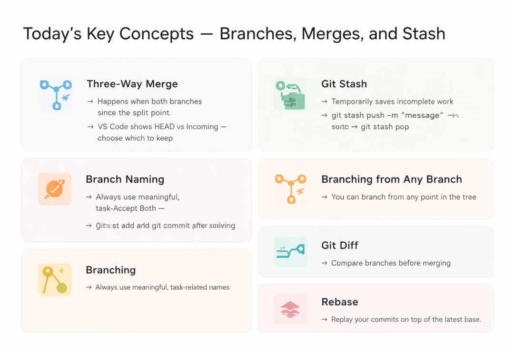We talked about meaningful branch naming. Always name your branch after the task. We saw that you can branch from any branch, not just main. We introduced git diff for comparing branches before merging. And finally, we touched on rebase as a way to keep your feature branch built on top of the latest version of the base branch. These are the core skills you'll use every single day in a professional development environment.